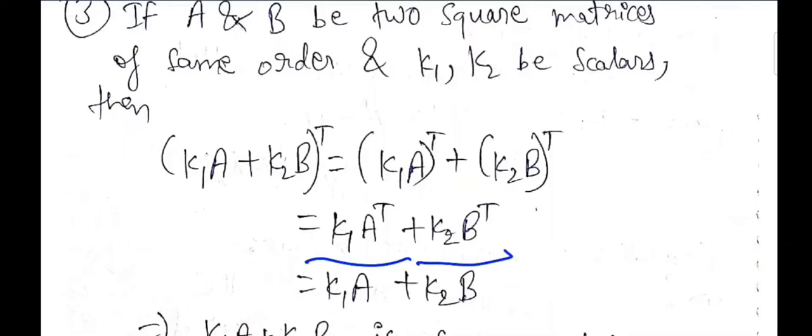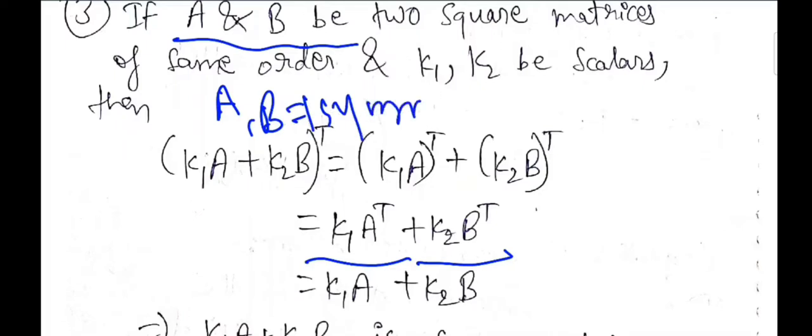And A and B are symmetric also. It is given in the question that they are of the same order and they are symmetric also. I haven't written it over here, but you should write it there also. So A transpose will be equal to A and B transpose will come out to be B.